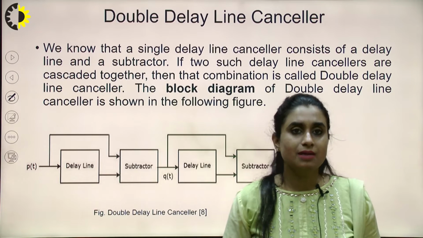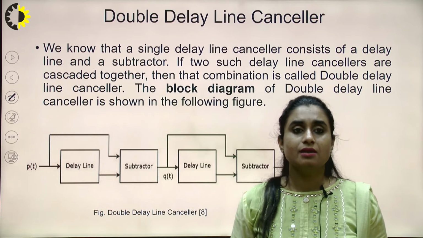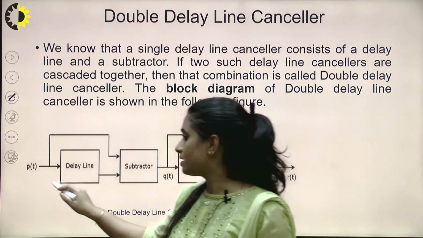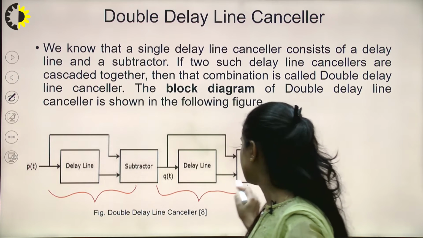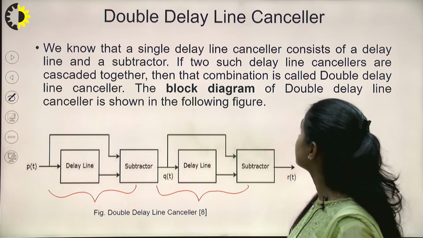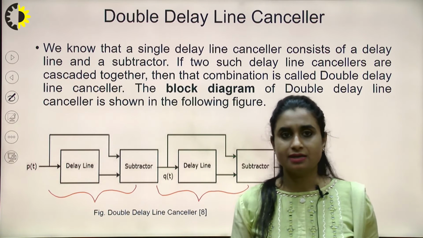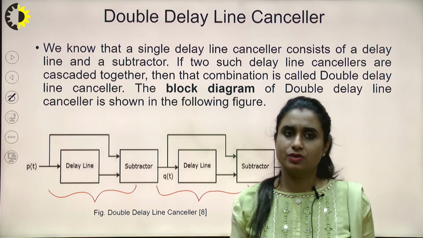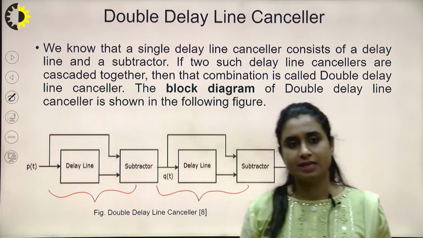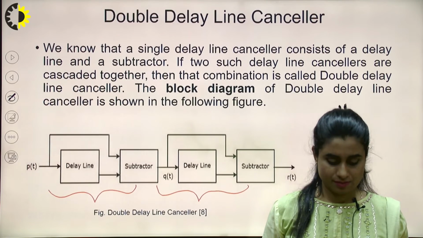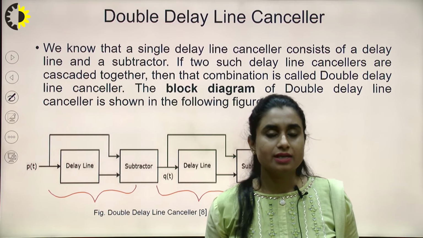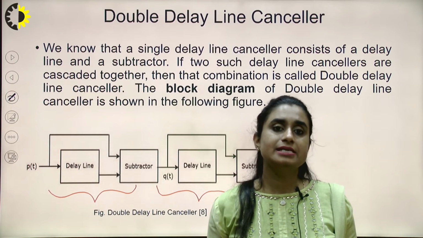If I talk about my double delay line canceller, if a single delay line canceller is concatenated one after another, then we call it a double delay line canceller. We know that a single delay line canceller consists of a delay line and a subtractor. If two such delay line cancellers are cascaded together, then it is called a double delay line canceller. So it will have a better frequency response. But we do face some issues in delay line cancellers as well. They are not capable of removing my DC components completely.